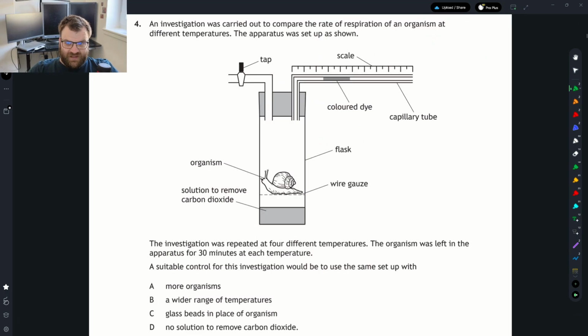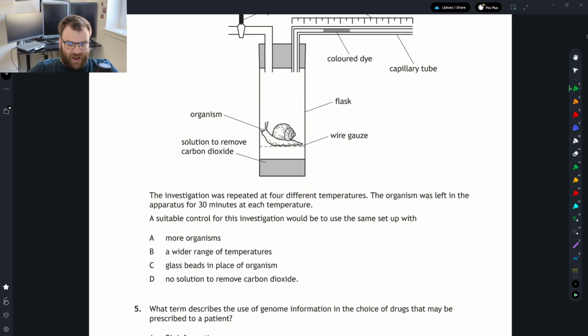We are investigating the rate of respiration of an organism. Nice little snail. We want to do a suitable control. Now the control is trying to prove, is the snail required for this reaction to take place? So do we need the snail for respiration? We want to make sure we're keeping all the rest of the setup the same. We want to replace the snail with a non-living version. If you do more organisms, you're repeating the experiment, that can make your results more reliable.